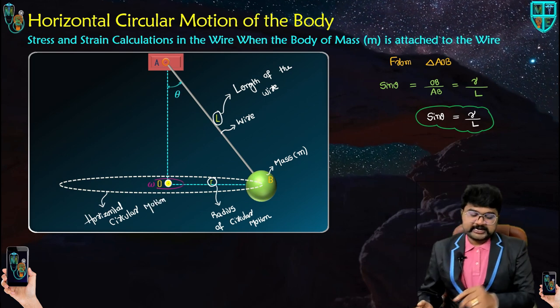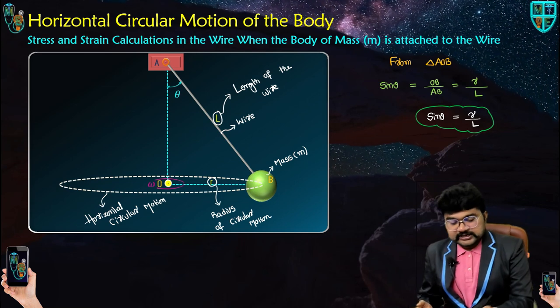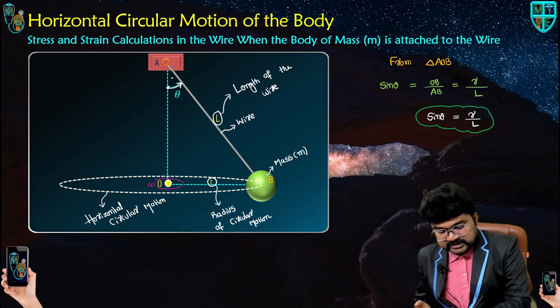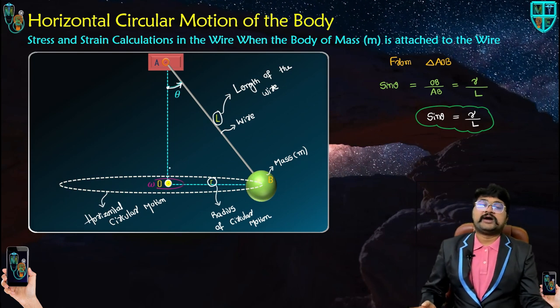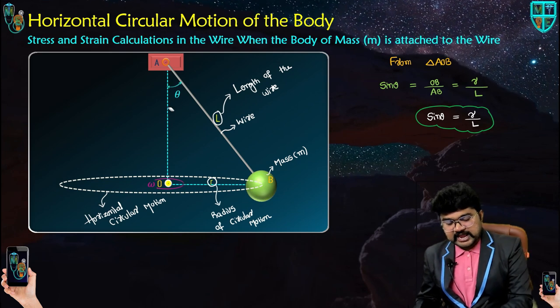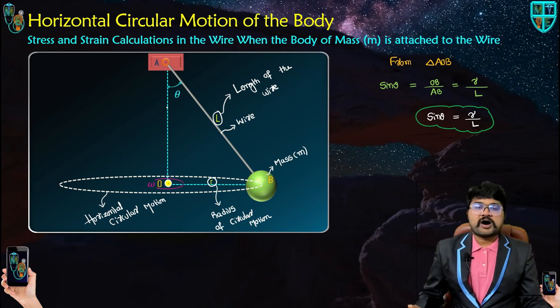Okay. So theta is the angle made by the wire with the vertical. It is making an angle like this. You are measuring the angle with the vertical, theta. Understood? You are measuring the angle with the vertical. Sin theta equals R by L.